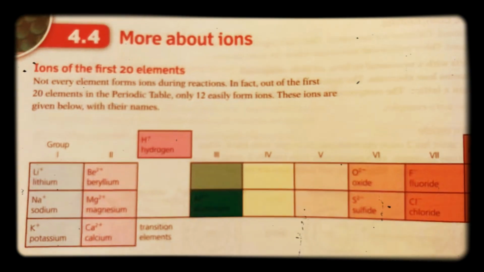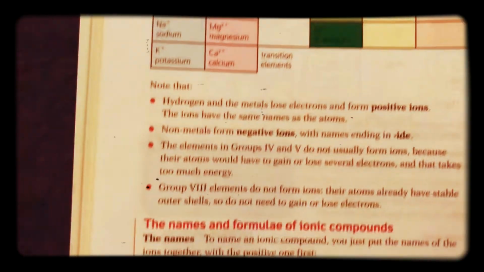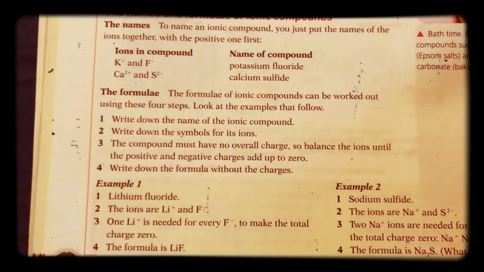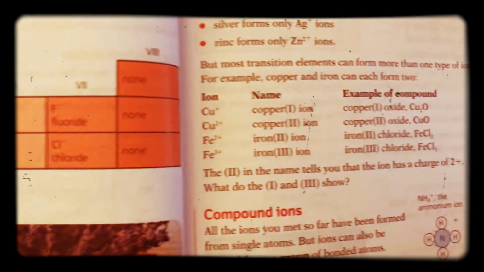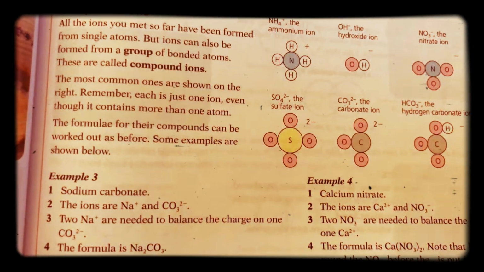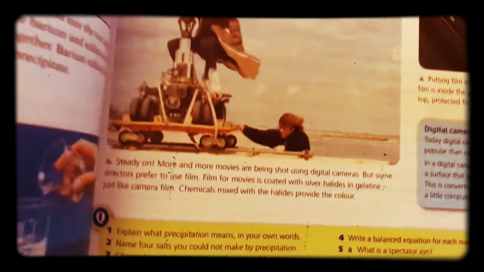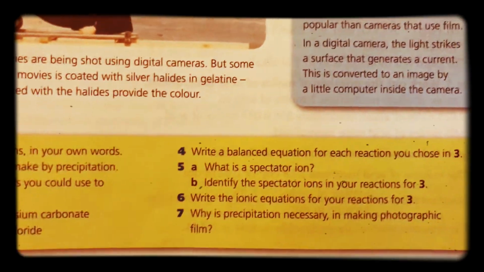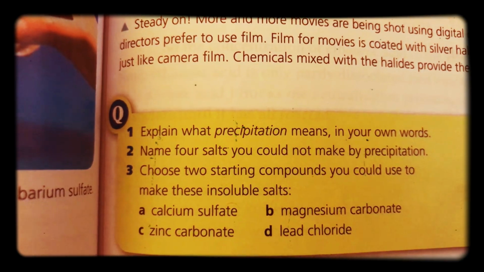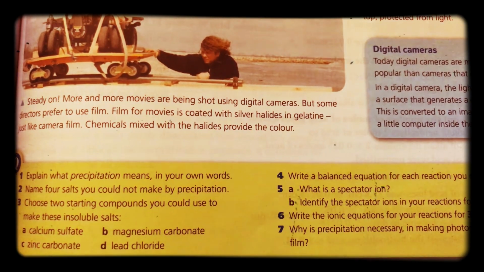These are the ions. This is 4.4. Ions are the first 20 elements. You need to really piece together some of the information there in order to do that question. You've got compound ions here as well. So commit these, as many as you can, to memory. Balanced equation for each reaction you chose in 3. Seems to be a very challenging one for you to do, so I'm going to ask you to just give me 1.